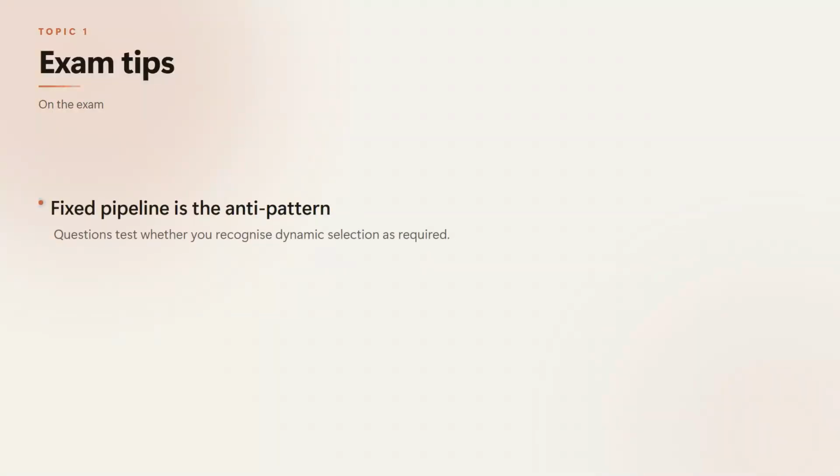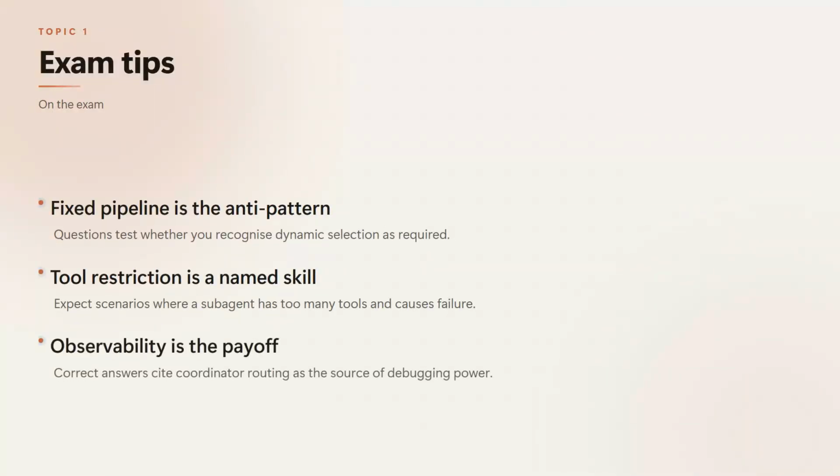On the exam, the distractor that catches people is the fixed pipeline. It looks like thoroughness, but it is the anti-pattern. Questions will present a scenario where every subagent succeeded and the output was still incomplete, and ask what went wrong. The correct answer will point to running the full pipeline unnecessarily. Also watch for subagents holding tools they should not have. Tool restriction is a named skill, and you will be tested on recognizing when a synthesizer with web search is the root cause of a failure.